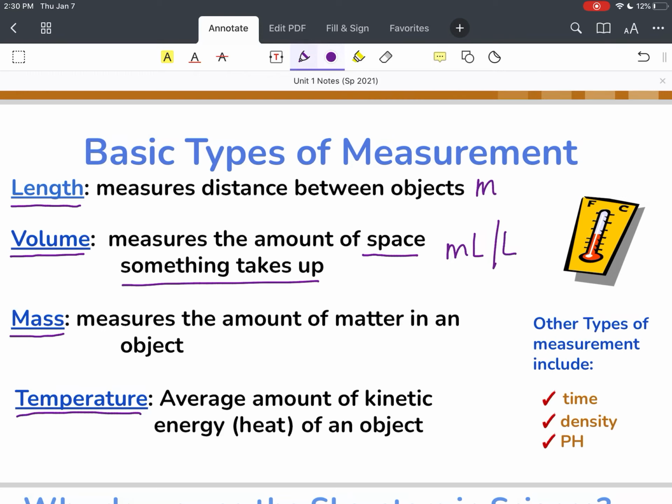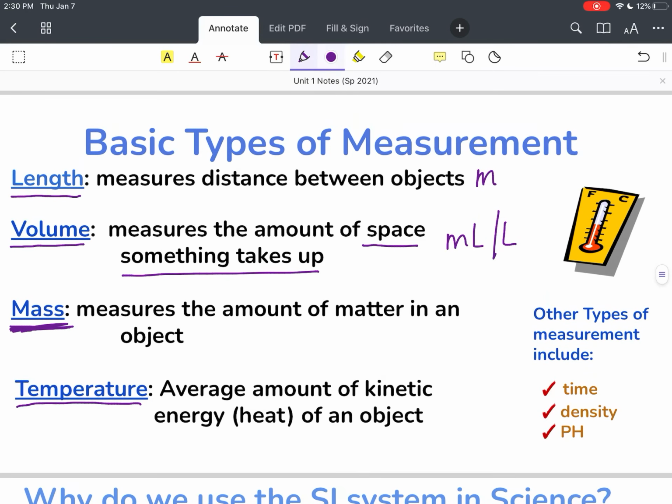Mass is kind of like weight. It's just the amount of matter that's in an object. So instead of using the term weight in science, we're going to use the term mass, but it's basically the same thing. And then temperature is the amount of energy, kinetic energy, in an object. Okay, so just make sure you have these definitions written down. We have some other measurements that we'll talk about throughout the semester, but we're really going to focus just on a few of these today.